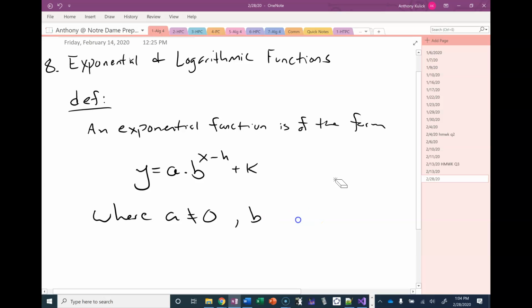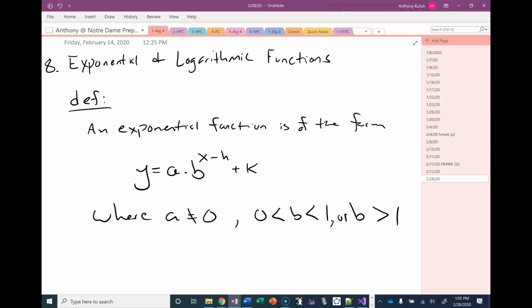Oops. I should say where b is... all right. So we're going to say that an exponential function is of the form y equals a times b to the x minus h plus k, where a is non-zero.